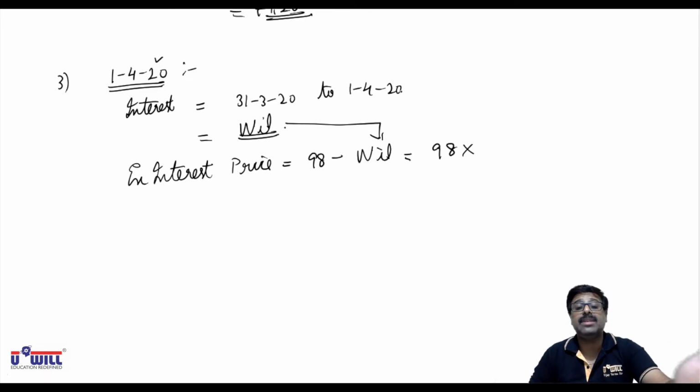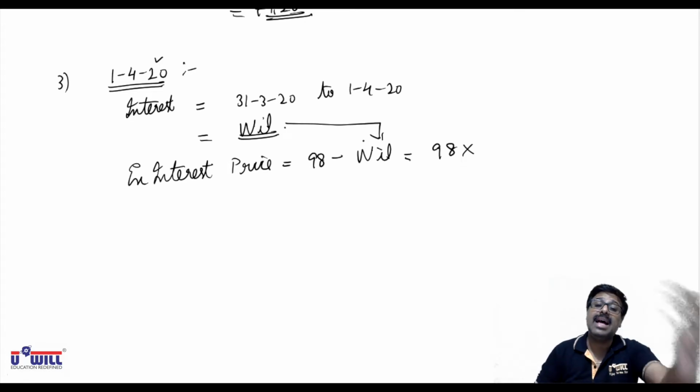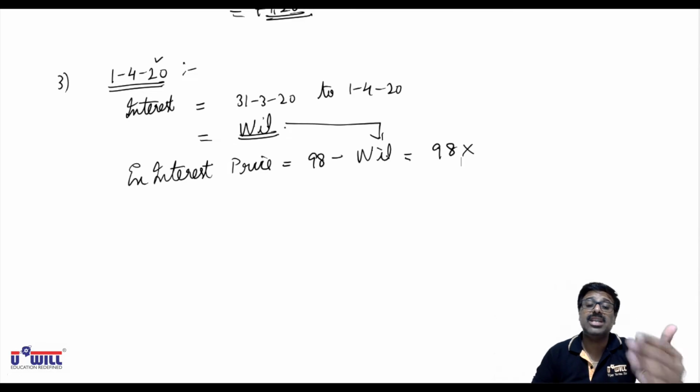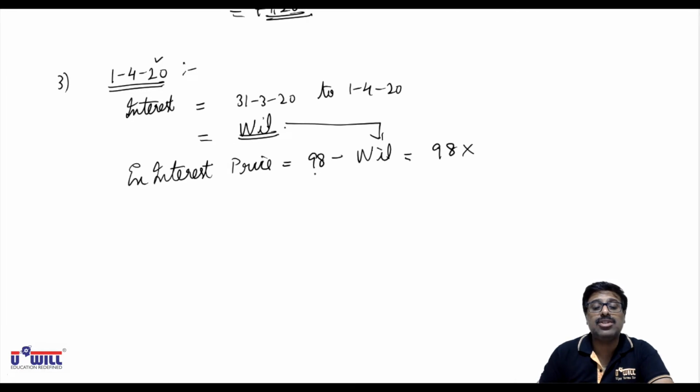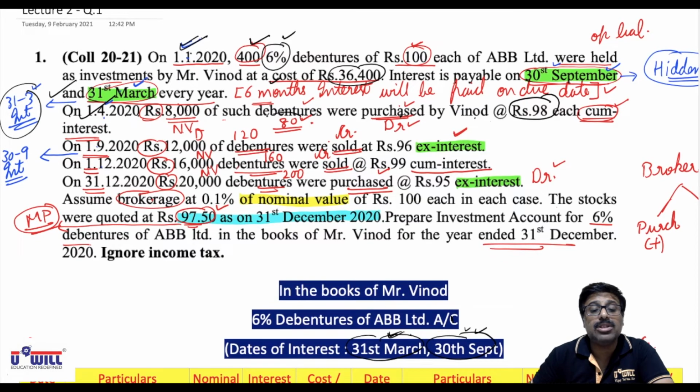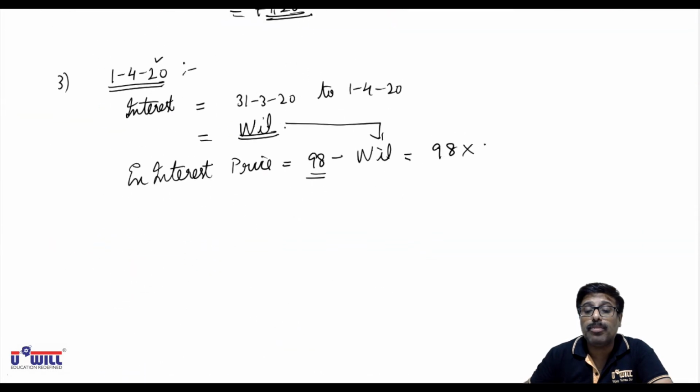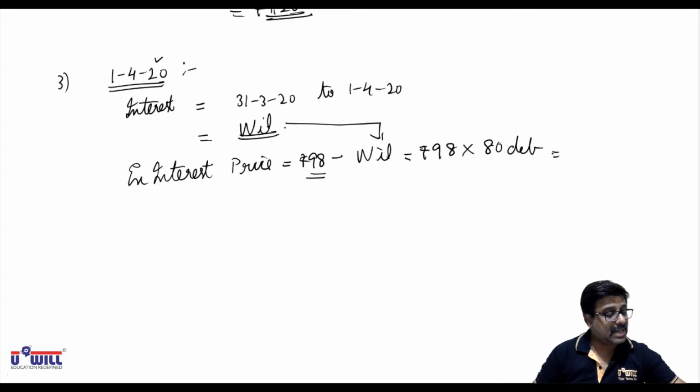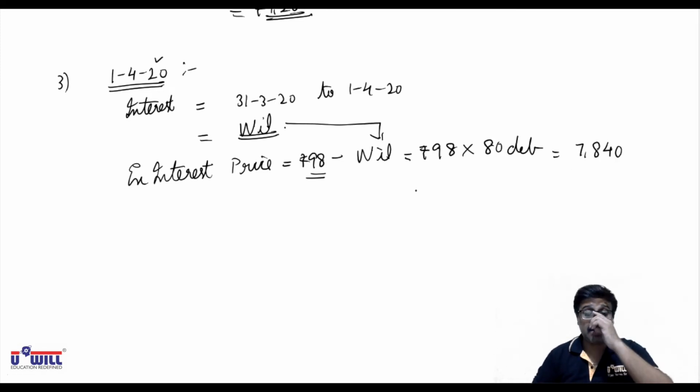So if you are buying investments from anyone on 1st April, you are not supposed to pay him any interest because the seller has received the interest just 1 day ago only. So you are not supposed to pay him anything. Means your cum interest price is as good as the ex interest price. Now, how many debentures are purchased? 8,000 divided by 100, so 80 debentures. 98 rupees is the ex interest price into 80 debentures. Do it everyone. What is your ex interest price? 7840. Okay, ex interest price 7840.